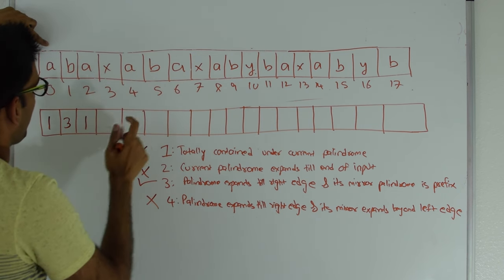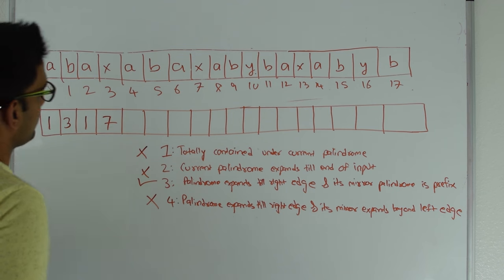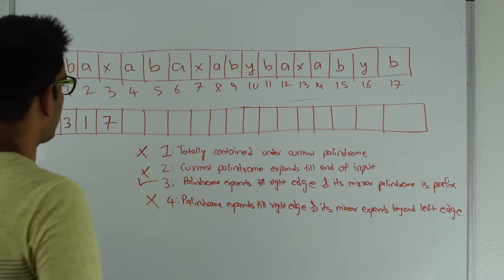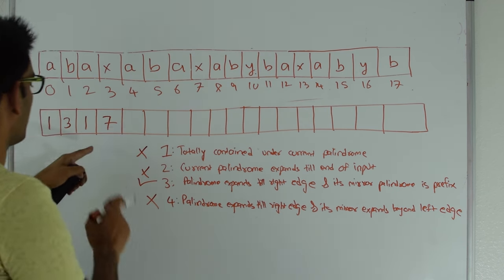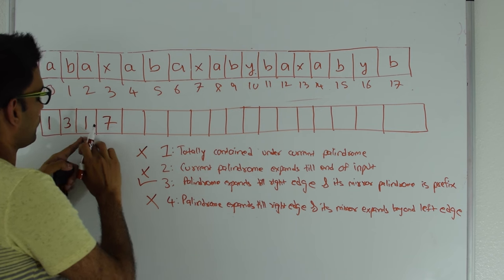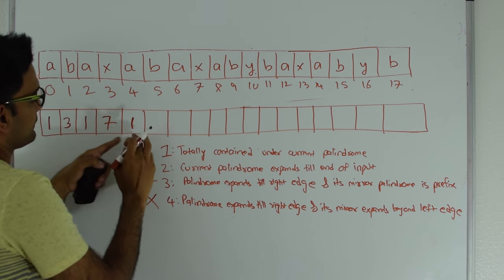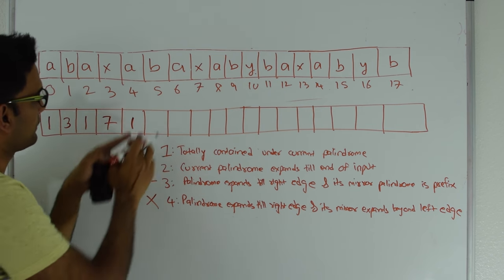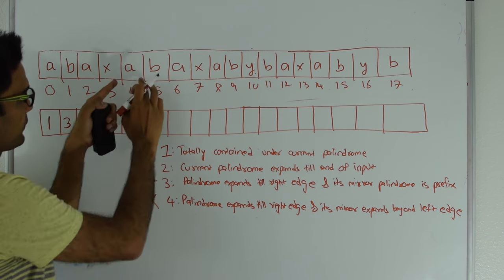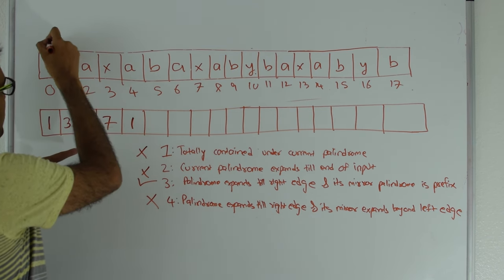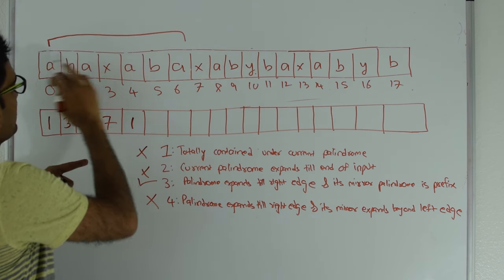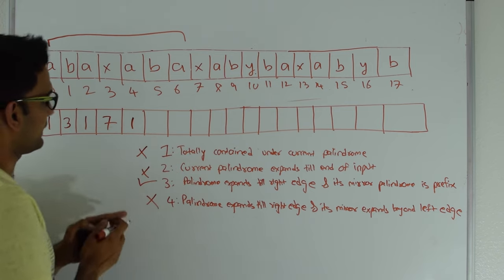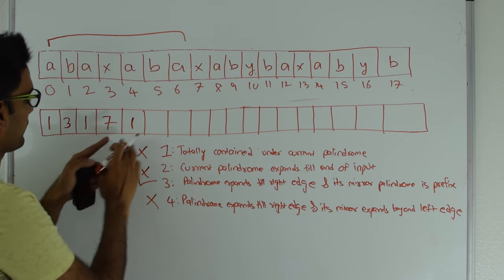This is same, and this is same. So the palindrome here is of length 7. So at this point, we have to pick the new center. So we work backwards. We go to this one and copy it here. Since the palindrome here is of length 1 for this A, it will be totally contained under the current palindrome, which is going from this A to this A. So this is case number 1. So this guy will not be the new center.